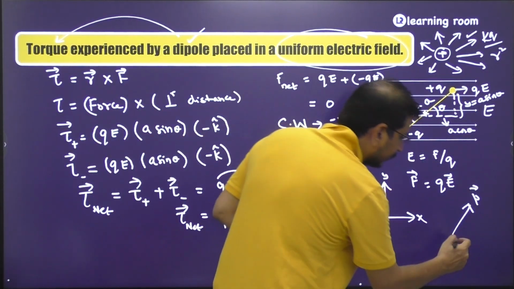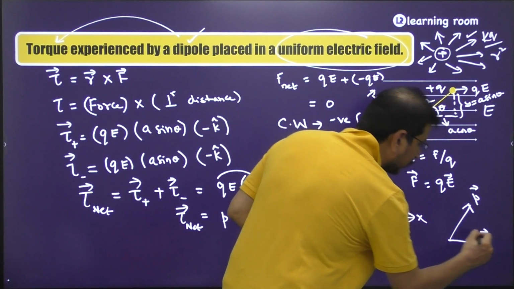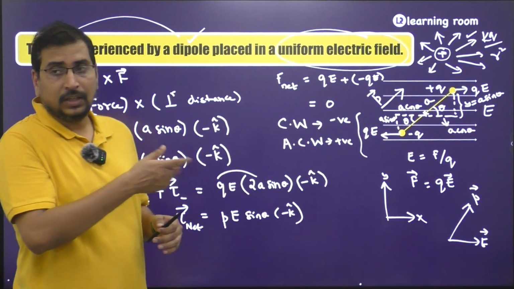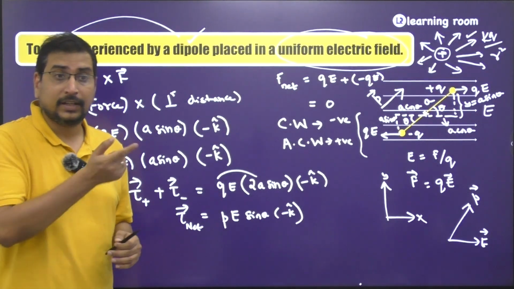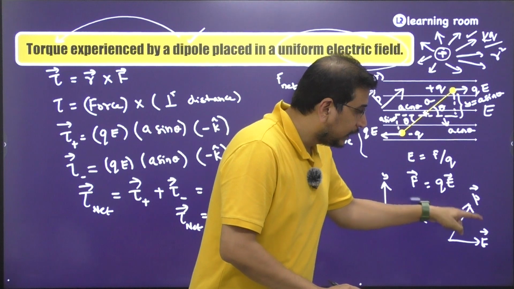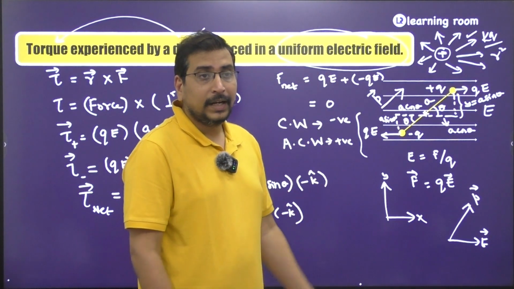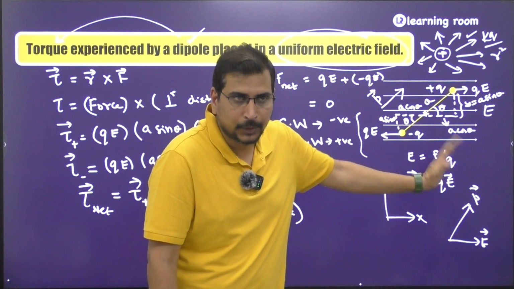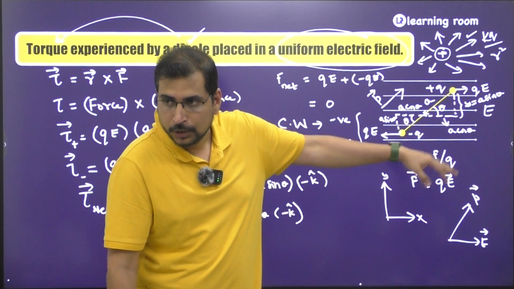E vector is like this. Make sense? So, if I write P cross E, what will be the direction of torque? If I write E cross P, what will be the direction of torque? So, use the same logic. If I write P cross E, I need to fix the position of the second vector. E vector is fixed. From the first vector, I need to turn towards the second vector in the shortest direction.